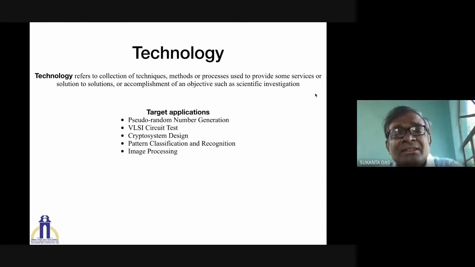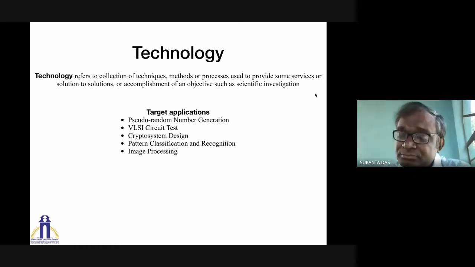Apart from that, there are many. If you search, you'll find many applications where cellular automata have been successfully used. However, the most frequently used are PRNG, that is, random number generation or pattern generation, which is a very widely used application area. Similarly, in the 90s, VLSI circuit design and test, in this domain, cellular automata have been explored.